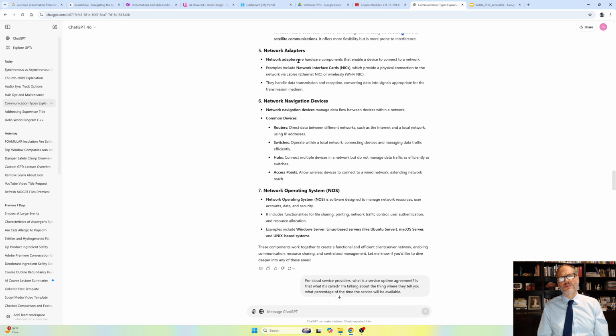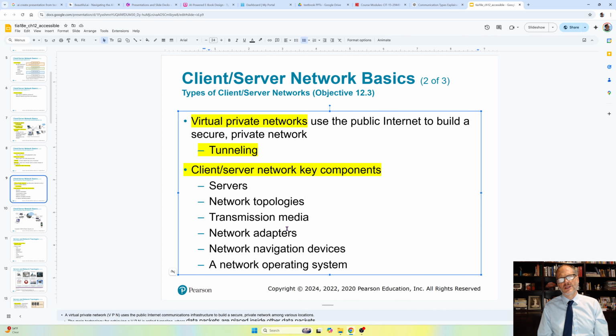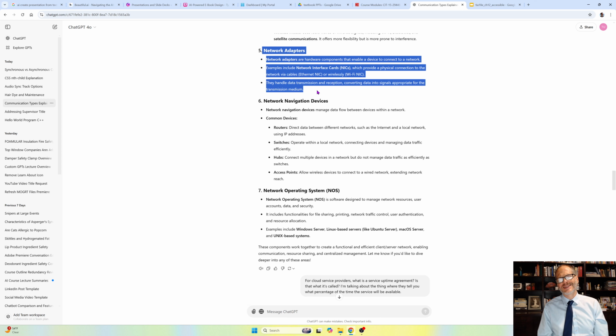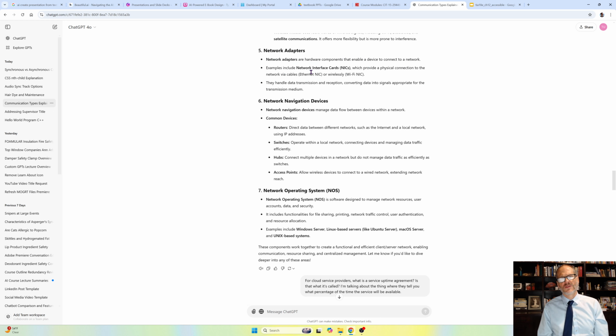And then network adapters, again, we're just going through these components here. Right here, we're looking at network adapters. Network adapters are the component inside of a computer that lets the computer connect to the network. They're also referred to as network interface cards, or NICs. And so that's what network adapters are.